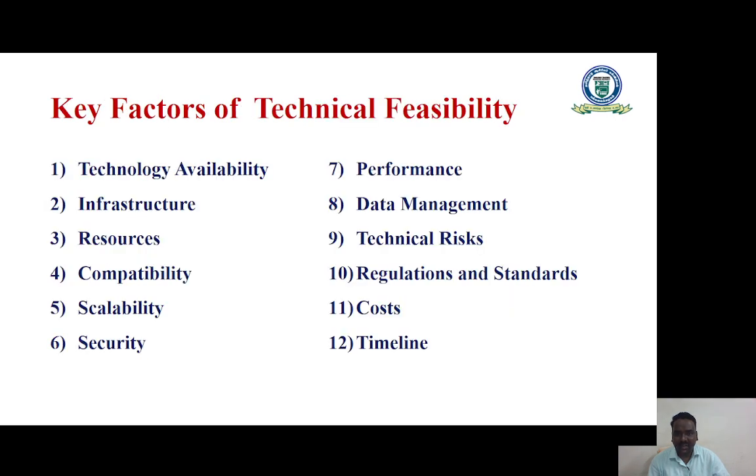Key factors of technical feasibility. There are 12 key factors of technical feasibility. They are: 1. Technology availability, 2. Infrastructure, 3. Resources, 4. Compatibility, 5. Scalability, 6. Security, 7. Performance, 8. Data management, 9. Technical risk, 10. Regulation and standards, 11. Cost, and 12th one is timeline.